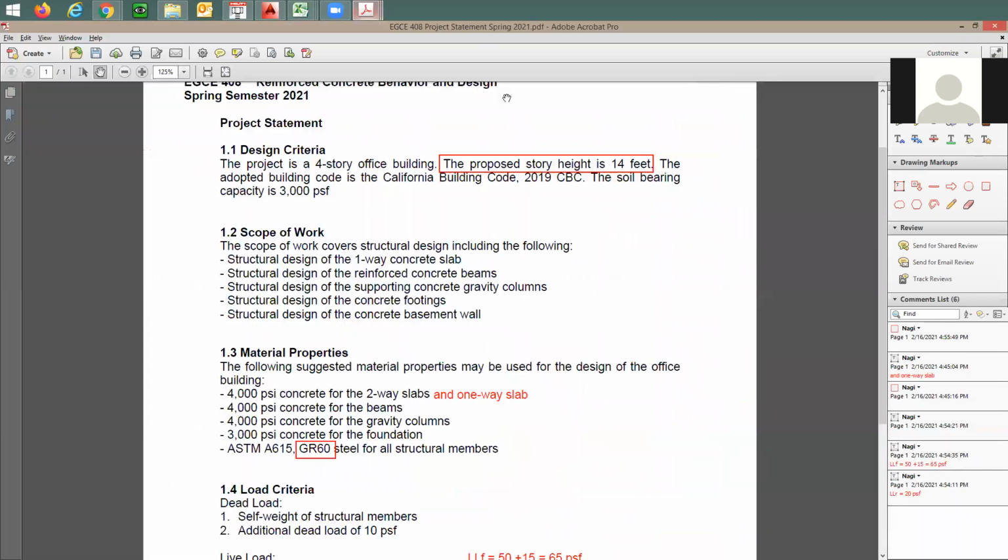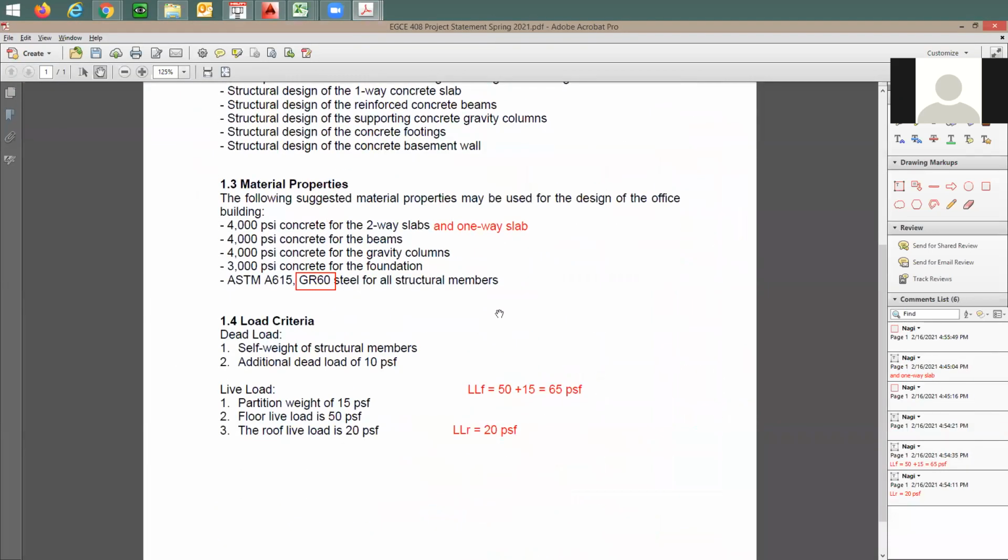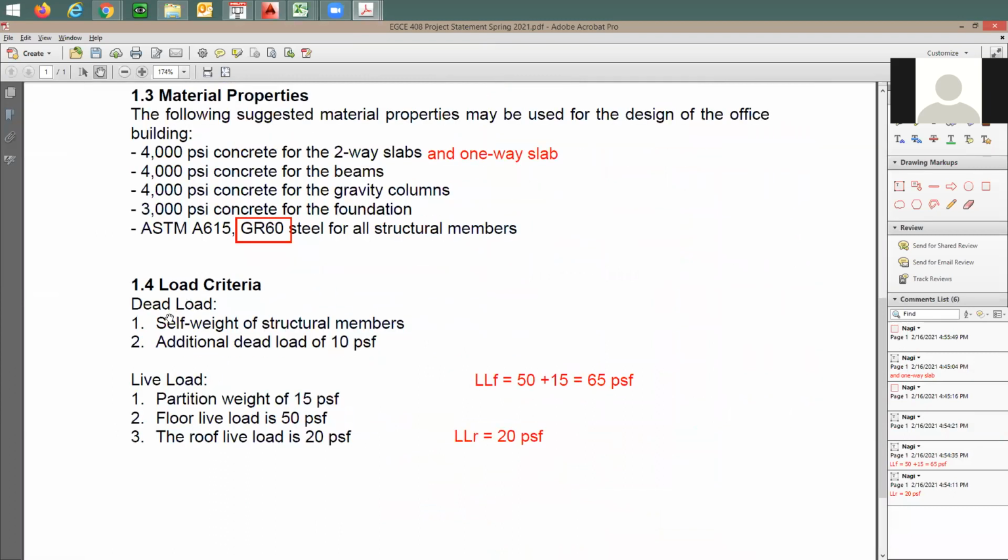We need to look at all of these components, right? We need to understand more. I understand the self-weight of the structural member, right? I understand dead load, additional dead load. Do you guys know what this additional dead load is? Like what? Light fixtures, stuff like this, right?